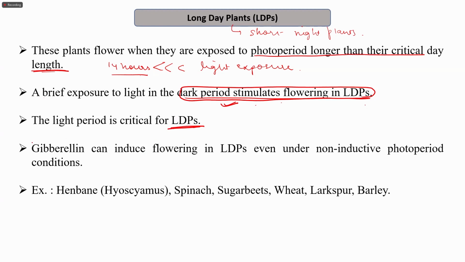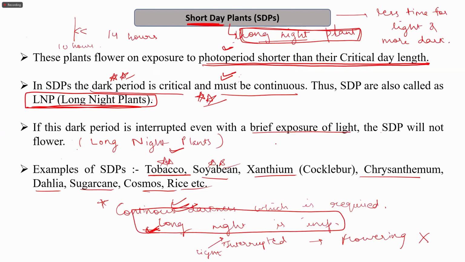Gibberellin, as I mentioned in the starting of the lecture, plays an important role in flowering. Gibberellin can induce flowering in LDPs even under non-inductive photoperiod conditions. So it is an important plant growth regulator that can induce flowering in long day plants even under non-inductive photoperiod conditions. Examples include henbane, spinach, sugar beets, wheat, larkspur, and barley. So these are examples of long day plants. And for the short day plants, it was tobacco, soybean, xanthium, chrysanthemum, dahlia, sugarcane, cosmos, rice, etc. Right?